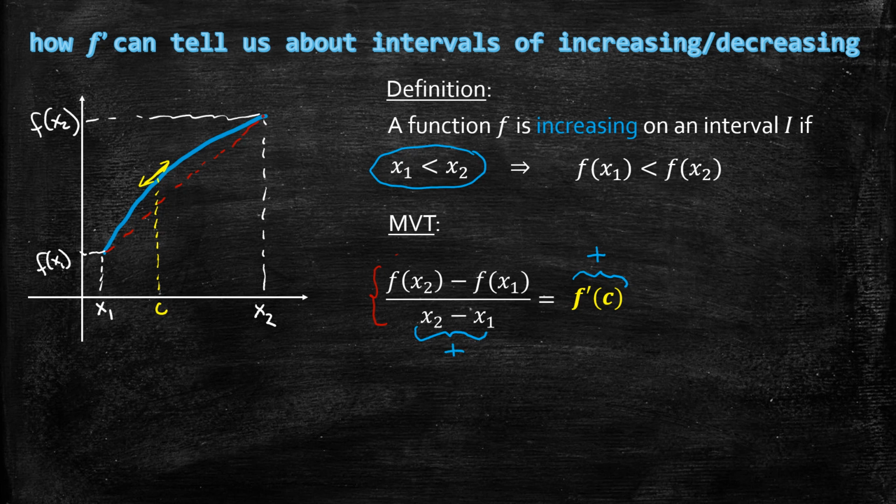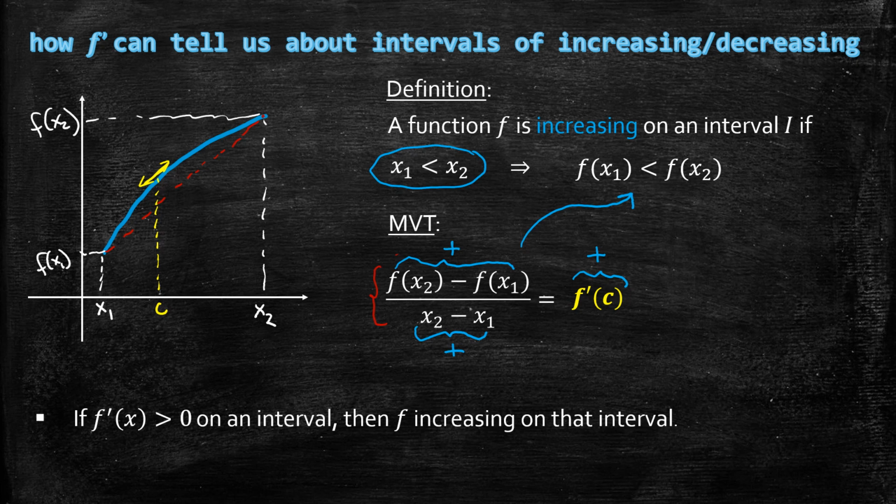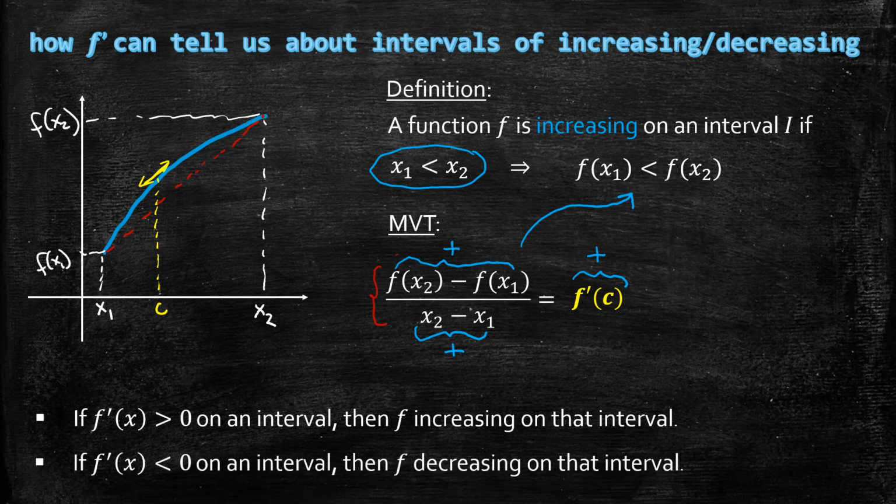And if f prime of c is positive, the only way that we can complete this and make it true is if the numerator is positive. And what does that mean? If f of x2 minus f of x1 has to be positive, it must follow that this inequality holds true, and therefore it implies that the function is indeed increasing according to the definition. So a very simple use of the mean value theorem to prove this important result. If f prime is positive on an interval, then f is increasing on that interval. Similarly, if f prime is negative on an interval, then we could conclude that f is decreasing on that interval.